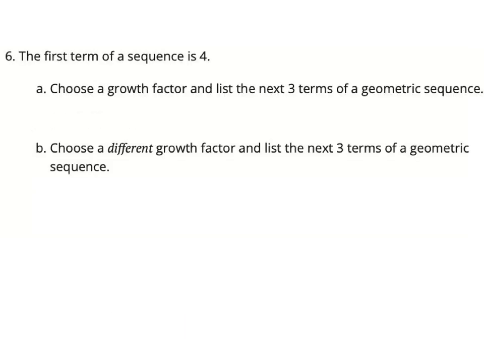Choose a growth factor and list the next three geometric terms. Multiply and divide. So 4 times 2, let's do times 2, is 8, times 2 is 16, and times 2 is 32. When they give you the first term, write that down, and when they say add 3 more terms, I want to see a total of 4 terms. I don't just want you to put 3 terms down. I want to see you write the first term first.